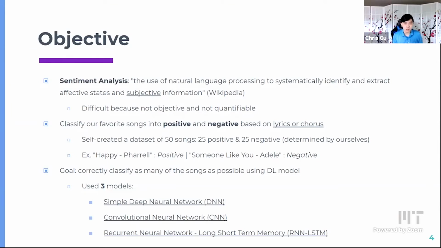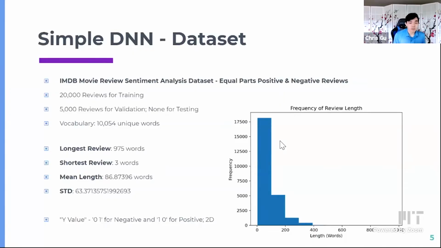For our project, we decided to gather a database of our favorite songs and then divide them into two groups based on if they had a happy or sad theme to them. And the goal was to have our DL models correctly classify the songs into these two groups when only given their lyrics or their choruses. For the DNN, we used the IMDb Movie Review Sentiment Analysis dataset. There were 10,054 unique words seen across all reviews. The labels of the reviews were two-dimension, and all other statistics are posted.